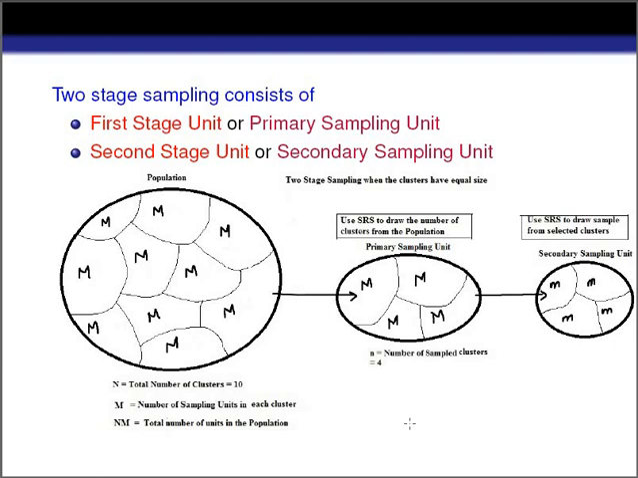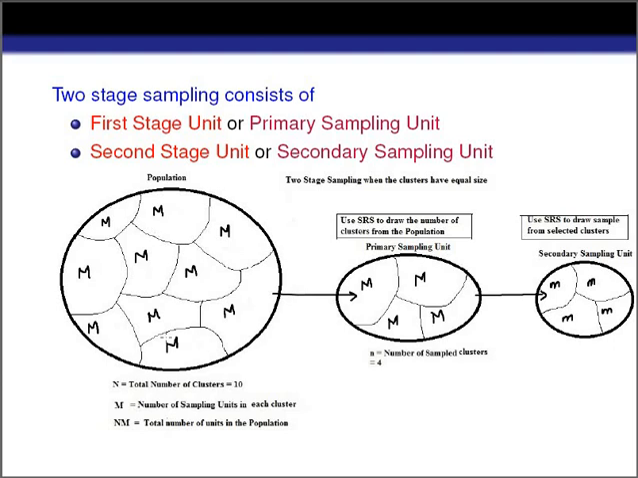Let's understand the technique of two-stage sampling with the help of this picture. Suppose this is our population, and this population is divided into different clusters. Clusters are made in the population in such a way that each cluster contains almost all the characteristics of the population within it. This is one of the principles of cluster sampling, so we have to take care of this fact when we divide the population into different clusters. We have already discussed all these things in detail in our previous part.